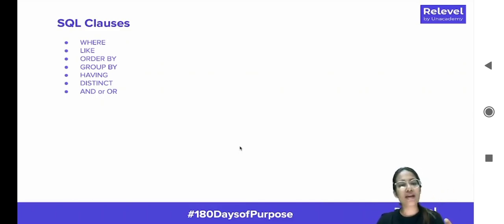HAVING is used with GROUP BY, similarly to how WHERE is used with SELECT. HAVING also is basically mentioning a condition, and only those groups that satisfy that condition will be in the final output. DISTINCT is where you just want to see what unique values you have in a certain column. And AND or OR is pretty much like a typical truth gate. If I mention AND, I want to make sure that only the rows which satisfied both parts of the AND are in the output, whereas for OR, if either one of the conditions is satisfied, the row can be a part of the output.